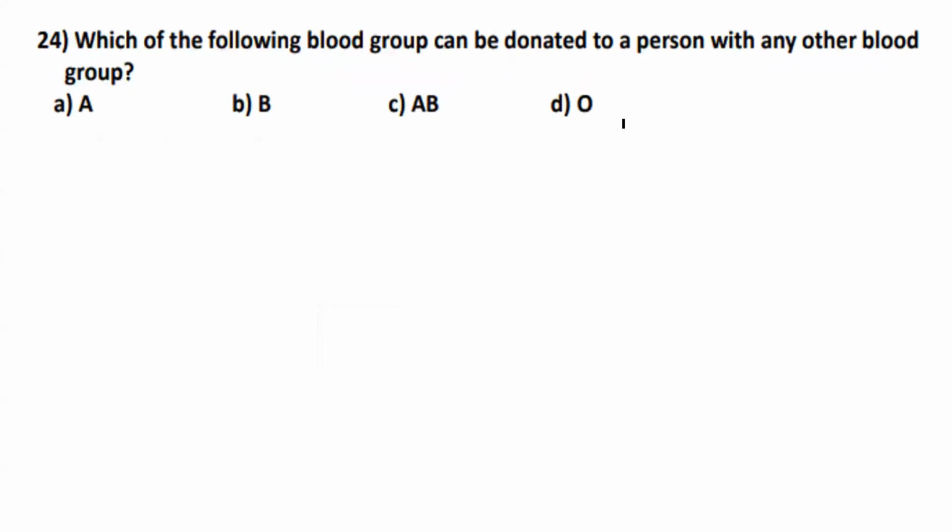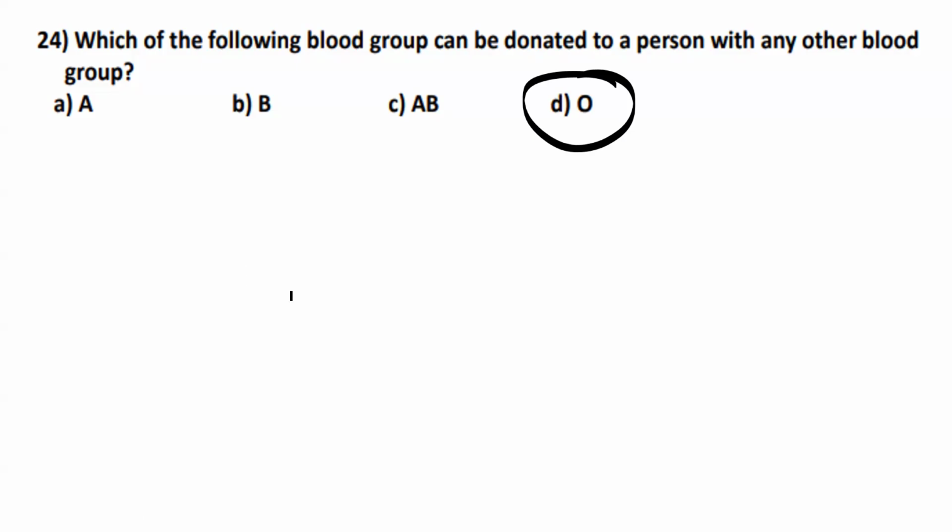Which of the following blood groups can be donated to a person with any other blood group? This blood can be donated to anyone. Grade 9. Universal donor. Blood group O. O is the universal donor, no? Who's the fellow who is very stingy? He takes blood from everyone else, but he doesn't give to anyone except his own category.